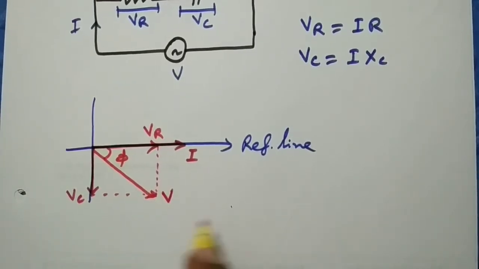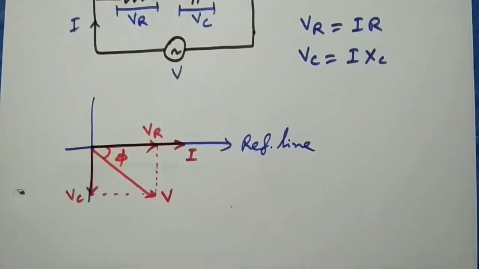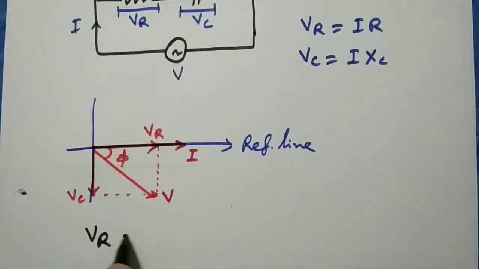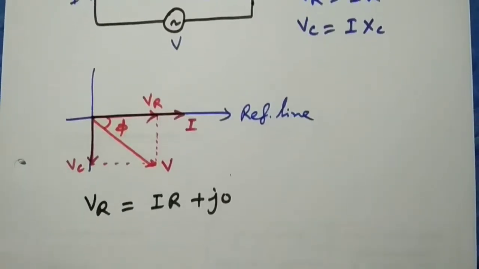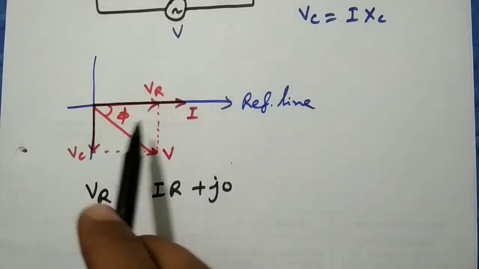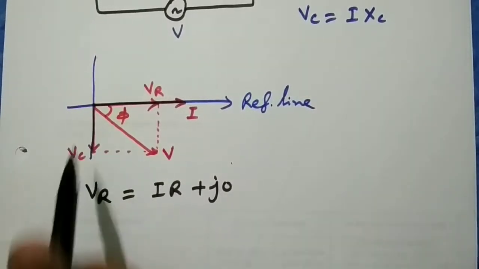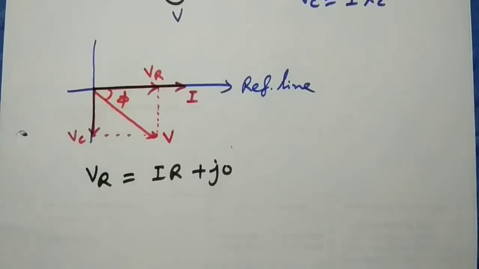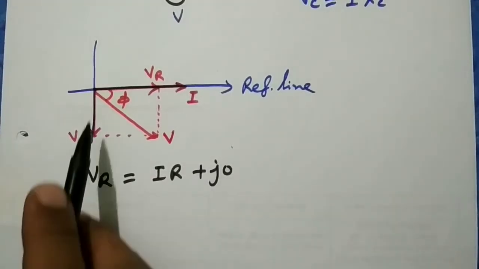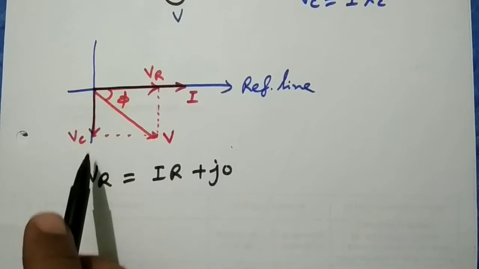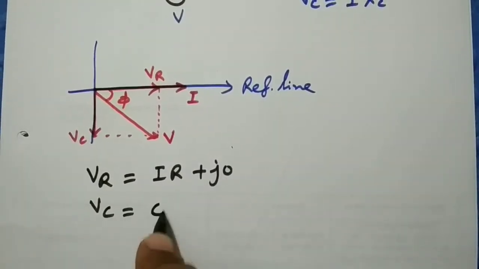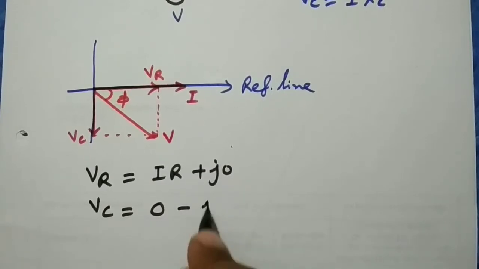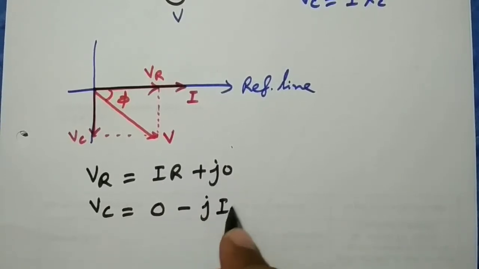So the VR can be written here as IR plus J0, because there is no component of VR that will be on the y-axis or the imaginary axis. And similarly, the VC is along the y-axis on the negative side. So the VC can be written as 0 minus J I into XC.